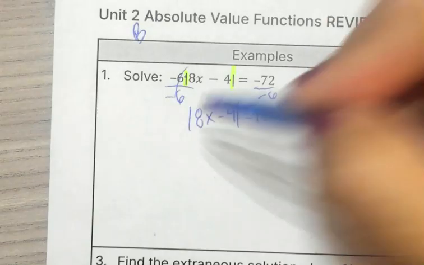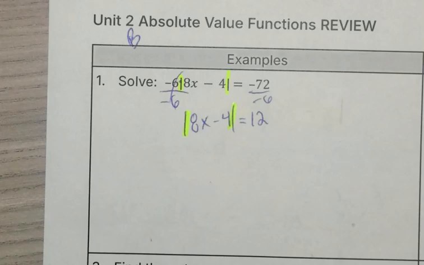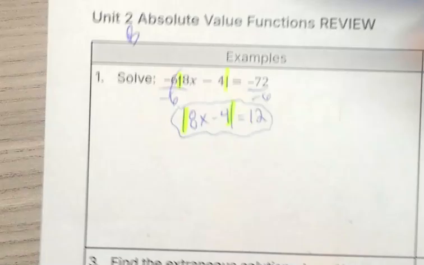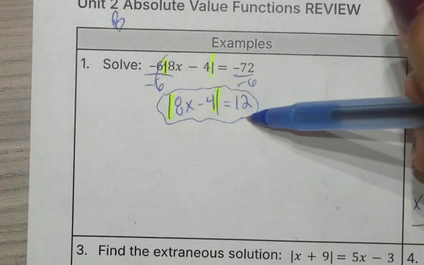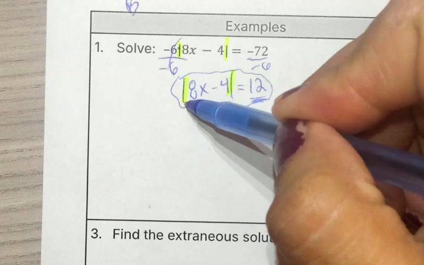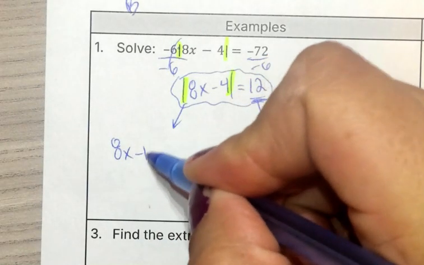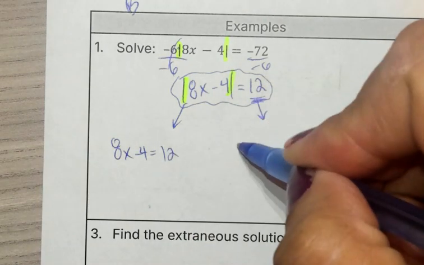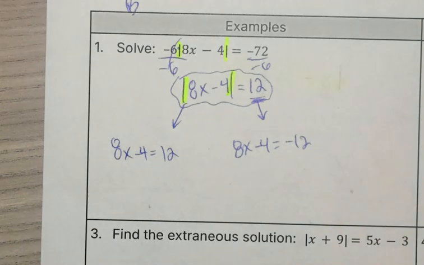Once you get the absolute value isolated, now you need to decide whether this is no solution or rewrite it into two different equations. Because this is equal to a positive 12, we are going to rewrite it, and it's going to look like 8x minus 4 equals 12, and 8x minus 4 equals negative 12.